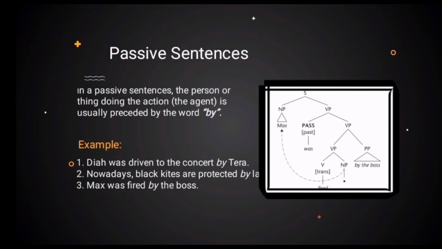Passive sentence. In a passive sentence, the person or thing doing the action, or the agent, is usually preceded by the word by. For example, number 1, Diah was driven to the concert by Tera. Number 2, nowadays, black kites are protected by law. Number 3, Max was fired by the boss. The diagram for example 3 can be seen in the PowerPoint.